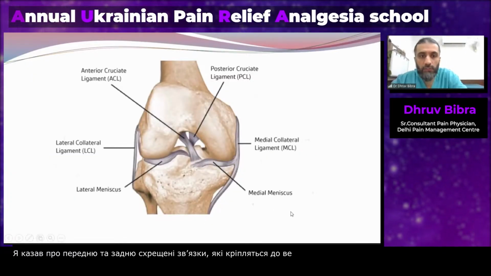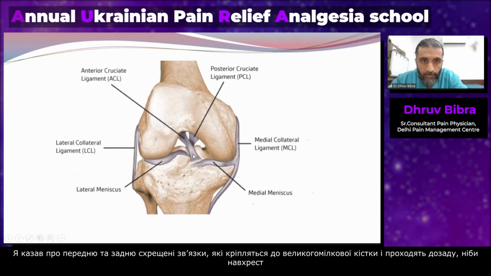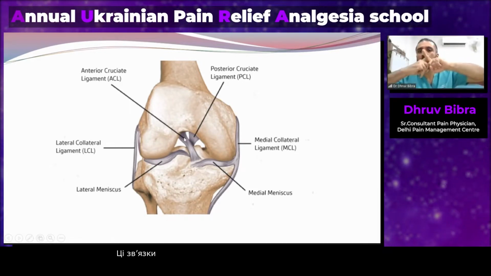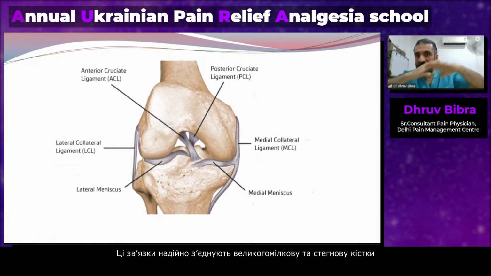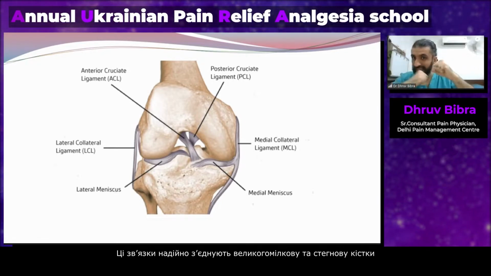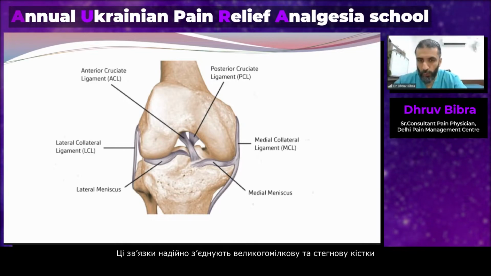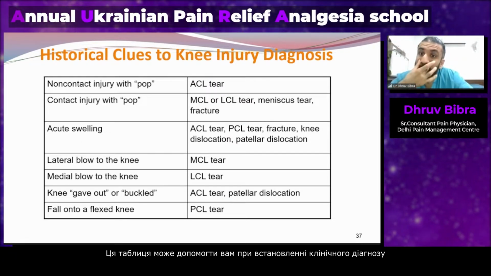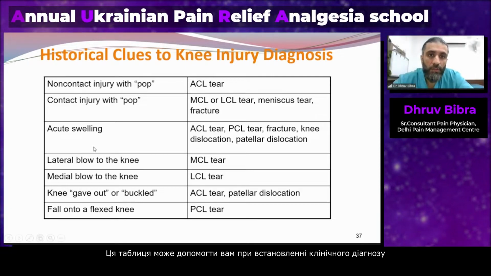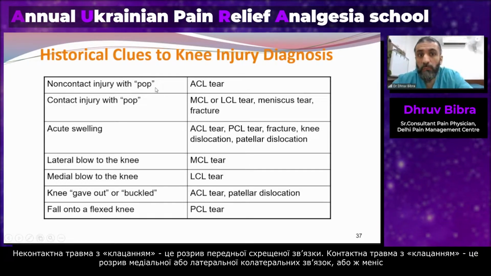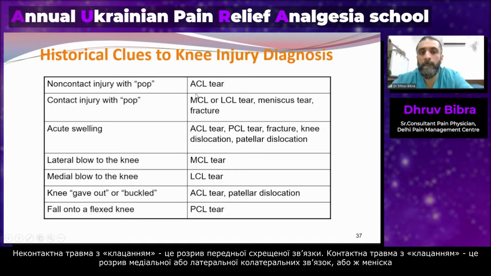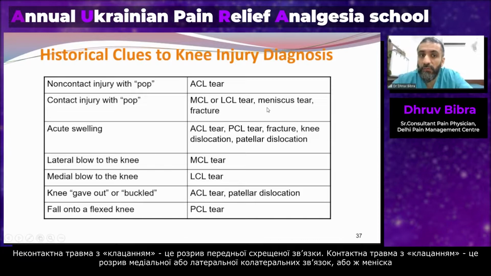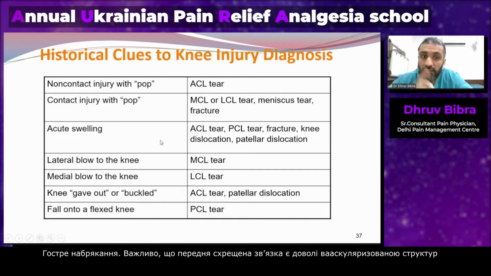Right? And we have talked about the ACL and the PCL. The anterior cruciate ligament starts from the tibia and goes back. So this is like a cross, which holds the tibia and the femur straight so that they work synchronously as a single unit. Right? Now, these are few things which will help you clinch the diagnosis. Non-contact injury with a pop is an ACL. Contact injury with a pop is a medial collateral, lateral collateral, or meniscal tear. Acute swelling. Now, this is important.